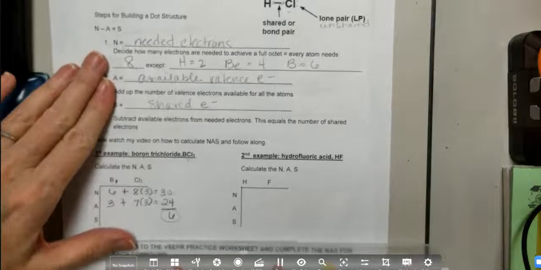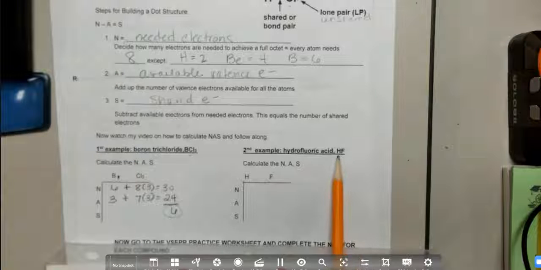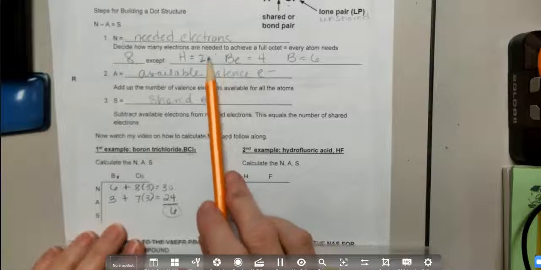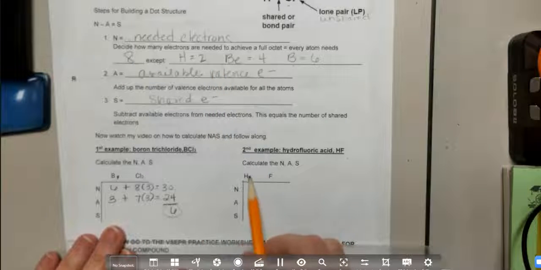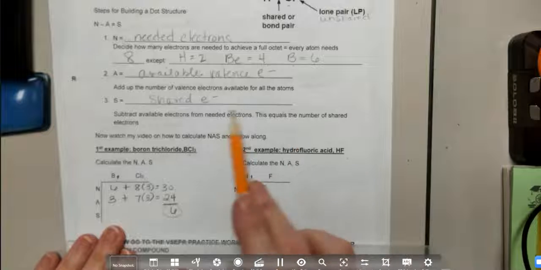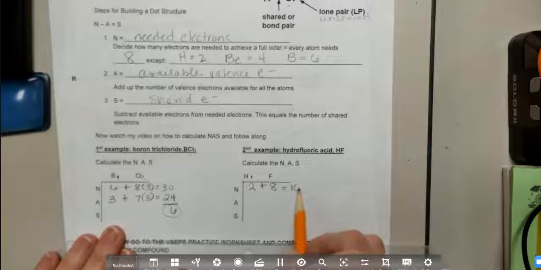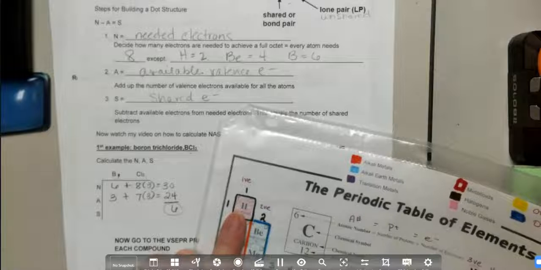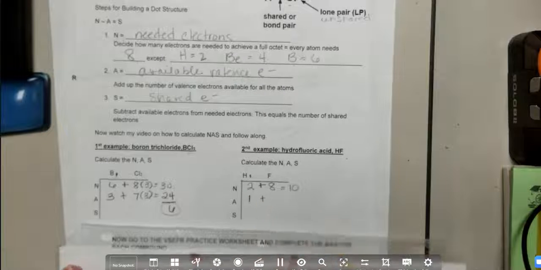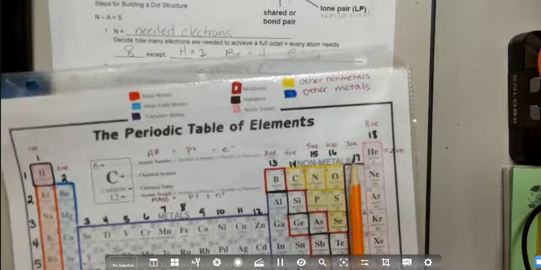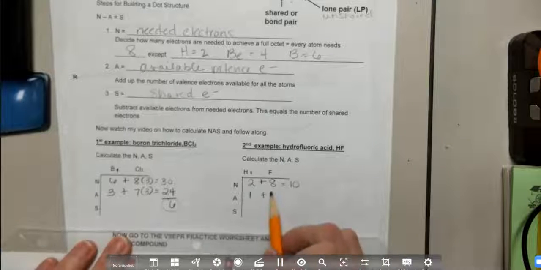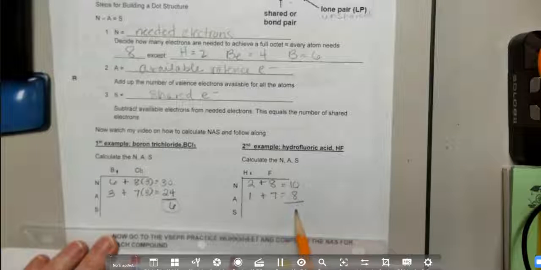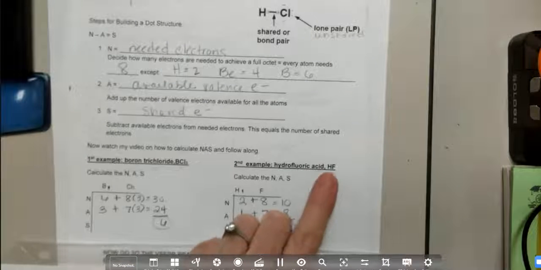Okay, next one. Our second example is this hydrofluoric acid, which has 1 hydrogen, 1 fluorine. So hydrogen is one of these exceptions up here. He only needs 2, and there's only 1 hydrogen. Fluorine is not an exception, so he needs 8. And again, do your math. Available. Hydrogen's in group 1, so he has 1 valence electron. Plus, I've got fluorine, who has 7 valence electrons. Add them together for a total of 8. And again, shared is needed minus available. So we're going to share 2 electrons between these 2 atoms.